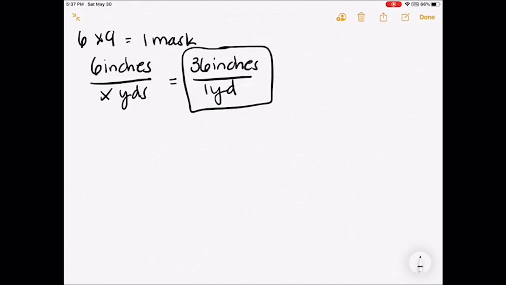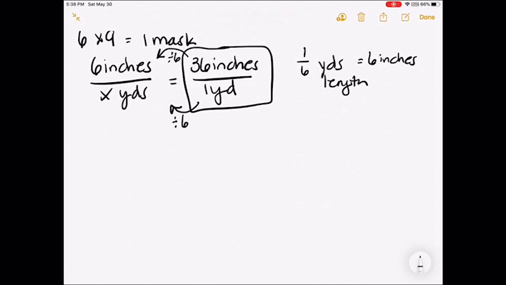So let's look at the relationship between the 6 and the 36 using multiplicative reasoning. So I know that 36 divided by 6 gives me 6, or 6 times 6 gives me 36. So I'm going to use that same reasoning to figure out how many yards there are. So 1 yard, doing the same kind of thinking, divided by 6 gives us 1/6 yards. So therefore 1/6 yards is equal to 6 inches. So that's going to be the length of my mask.